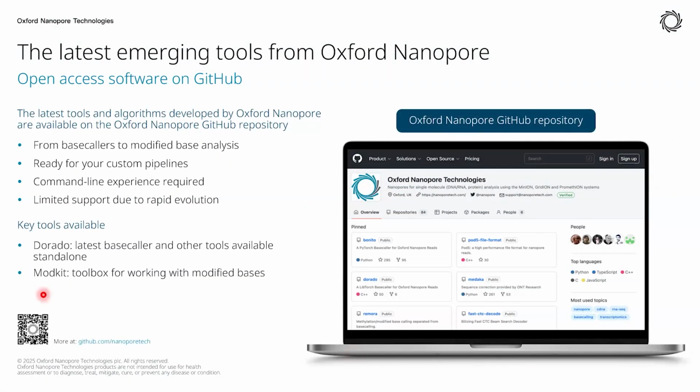So our GitHub page, we have two main GitHub pages. One is our Epitome Labs GitHub page, and that mainly houses our workflows that we just discussed. But we also have a Nanopore Tech GitHub page that has a lot of our other projects on it. For these, I'm going to highlight our Dorado standalone base calling server software and our ModKit software. These might come in handy, so we'll go into a little bit more detail on these in just a second.